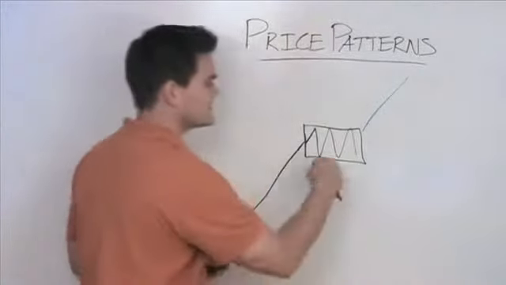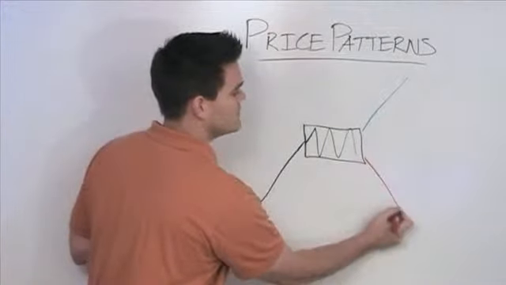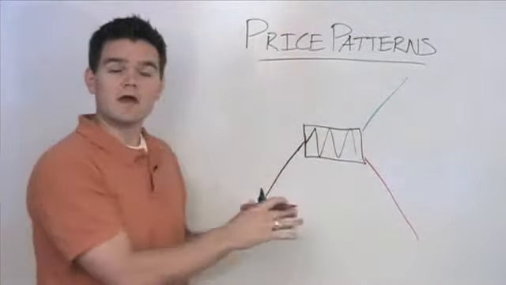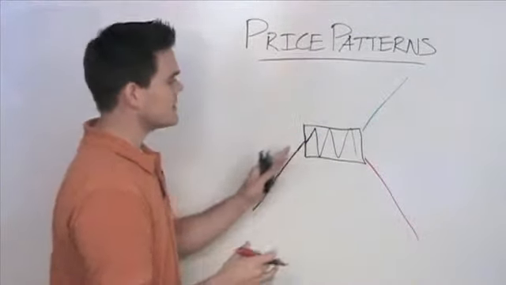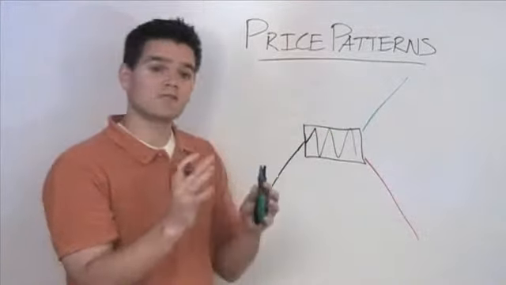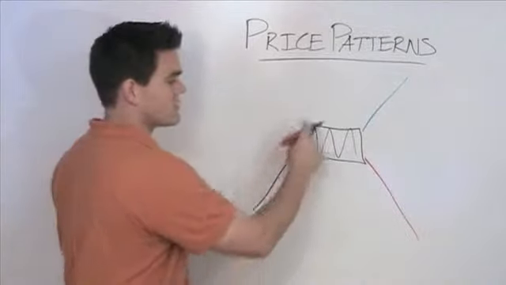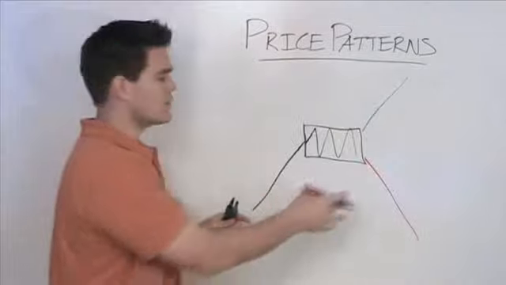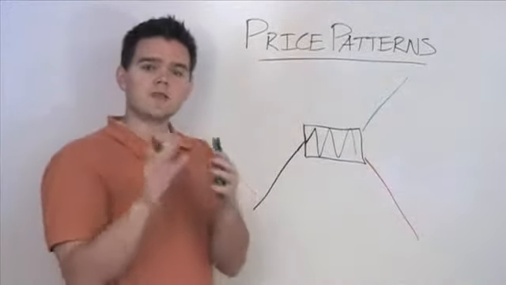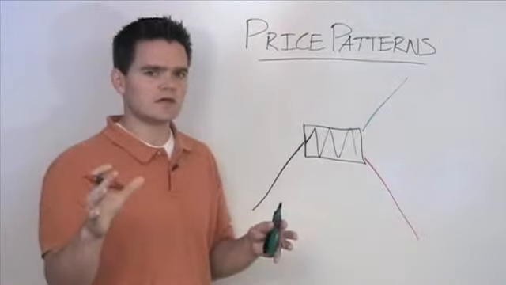Or after this consolidation period, the new trend that forms could be a downtrend, which in this case would be a reversal pattern, because previously we had an uptrend, then we had this consolidation period, and then the new trend that formed after the consolidation period was a downtrend. So that would be a reversal of the previous trend, and so we would call this pattern right here a reversal pattern.